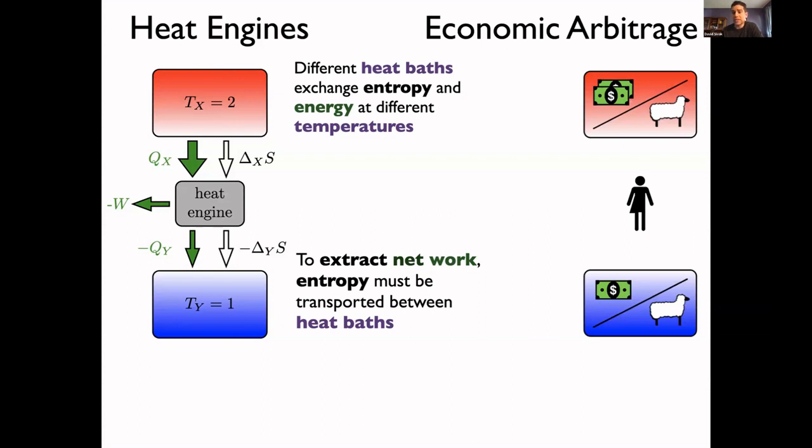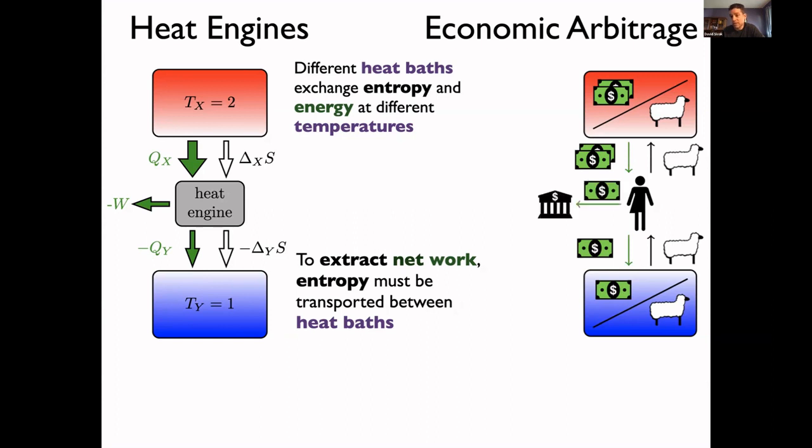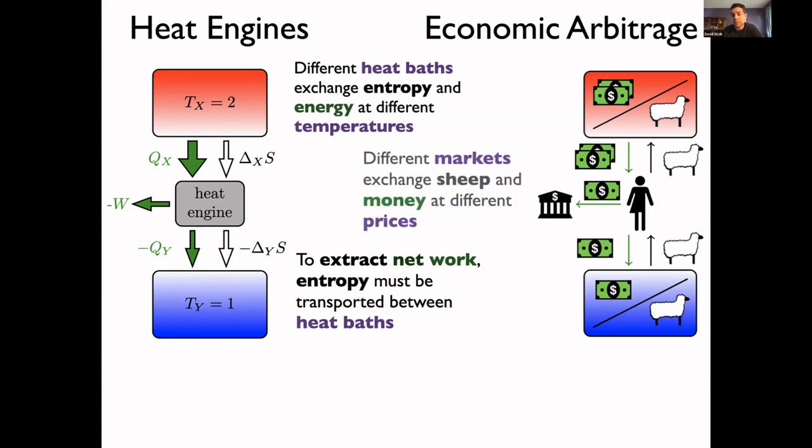The economic equivalent is a context that's known as arbitrage. So if I have a trader, in this case of sheep, that has access to two different markets with different prices for the sheep, then how can they make money? How can they have the equivalent of net output work? They can buy sheep in the cheap sheep market, sell the sheep in the expensive sheep market, and then pocket the difference in profit, right? And so the equivalent points here are different markets exchange sheep and money at different prices. And therefore, the design principle is that if you want to make a profit, you have to transport sheep between the different markets. Otherwise, your scheme doesn't work at all.